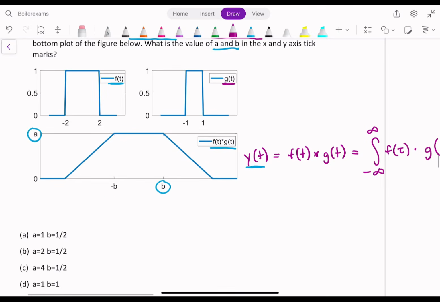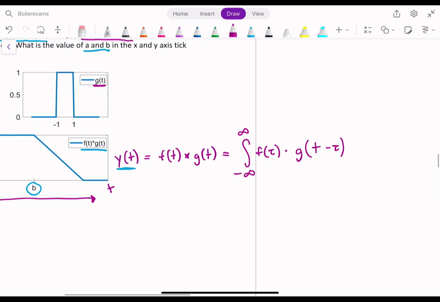So it is equal to the x-axis on this plot here. And as this value of t varies within the resulting function on this graph here, what it does is it slides g of t minus tau down the tau axis. And so then the value of y of t is equal to the improper integral with respect to tau of where these two functions overlap, right? We multiply them together at every specific value of t, right?